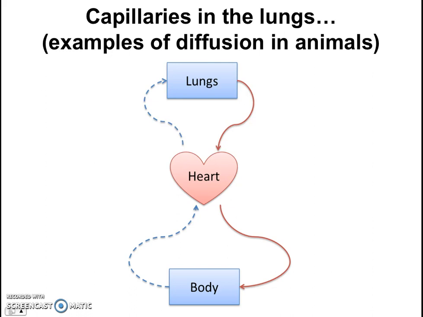So in the last video we looked at this diagram here. We saw how the heart is connected to the lungs as well as how the heart is connected to the rest of the body. We also learned the names of the main blood vessels that connect the heart to the lungs, the lungs to the heart, the heart to the body, and the body back to the heart.